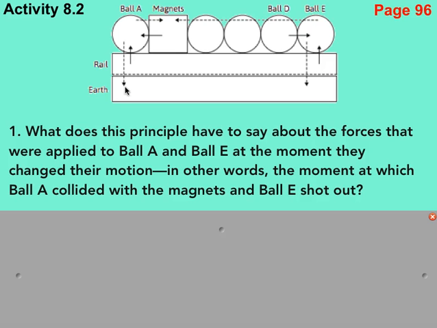So here's my first question for you. What does this principle have to say about the forces that were applied to ball A and ball E at the moment they changed their motion? In other words, the moment at which ball A collided with the magnets and ball E shot out. So go ahead, pause the video, and see if you can answer the question.